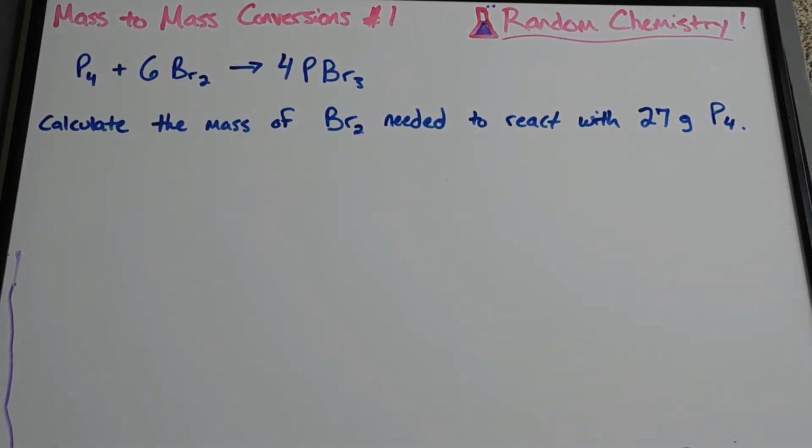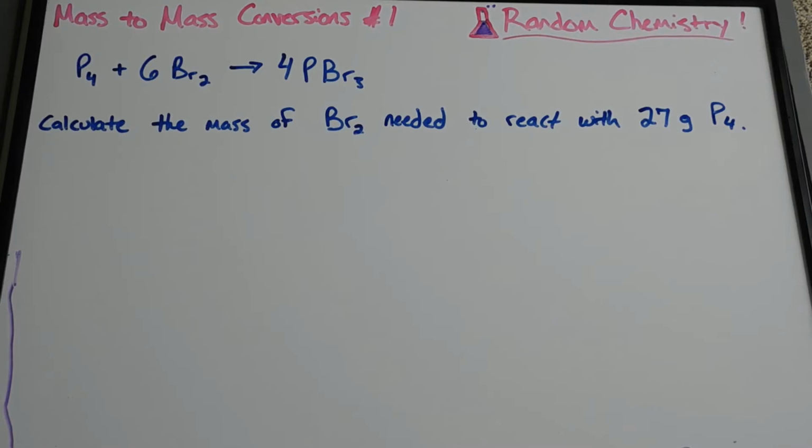In this video we're going to talk about mass-to-mass conversions. So here's our equation. P4 reacts with 6Br2 to produce 4PBr3. And our question is to calculate the mass of Br2 needed to react with 27 grams of P4.